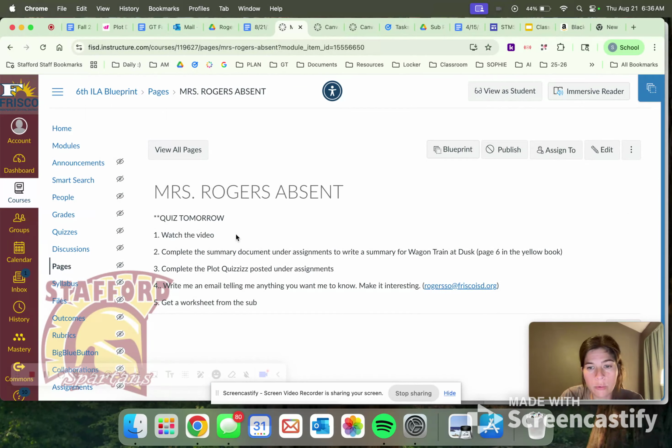Step number 1, you're going to watch this video. Step number 2, you're going to complete the summary practice that's listed under assignments to write a summary for Wagon Train at Dusk. You'll most likely need to look at it again, and it's in the yellow book on page 6. So you can get up and get a yellow book.